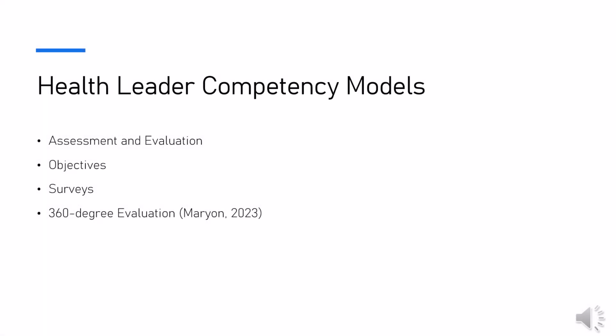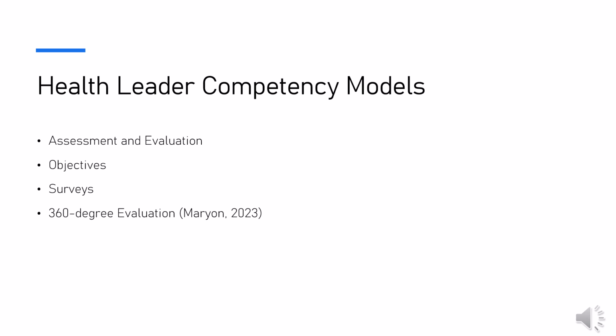Health leader competency models are utilized as an assessment and evaluation tool of a leader's performance. There are a couple of different tools that competency models use to assess and evaluate health leaders. One tool that is used is through the use of objectives or goals set by the competency model.